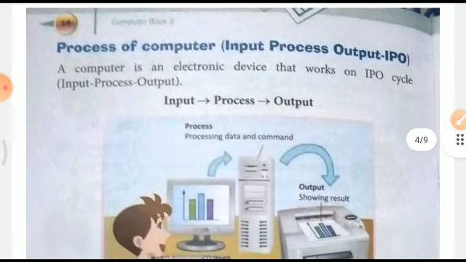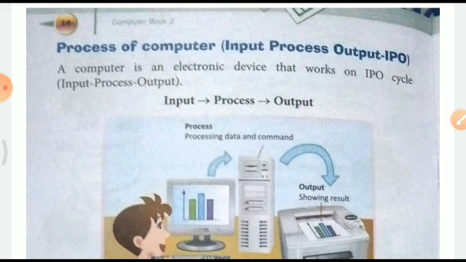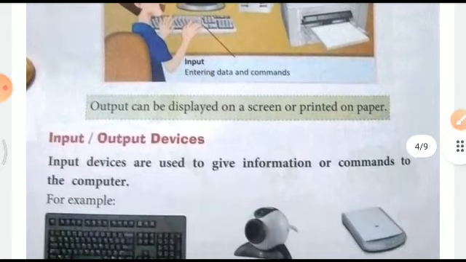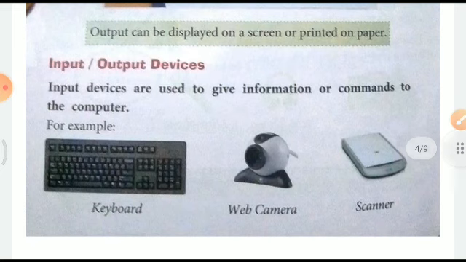The process of computer: input, process, output. Now input, process, and output are the three things which happen. For input we use various input devices, right? And for output we have certain output devices. Now input devices are mouse, keyboard, web camera and scanner. Their use is to give information or command to the computer.